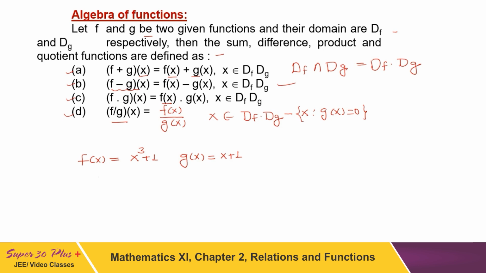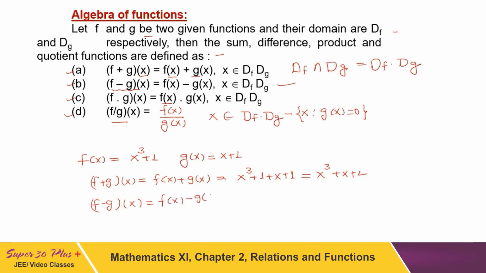Suppose then what is f plus g? (f plus g)(x) is equal to f(x) plus g(x). It will be x cube plus 1 plus x plus 1, which is equal to x cube plus x plus 2. Now what is (f minus g)(x)? It will be f(x) minus g(x), meaning x cube plus 1 minus (x plus 1). Now simplify it, it comes out to x cube minus x.